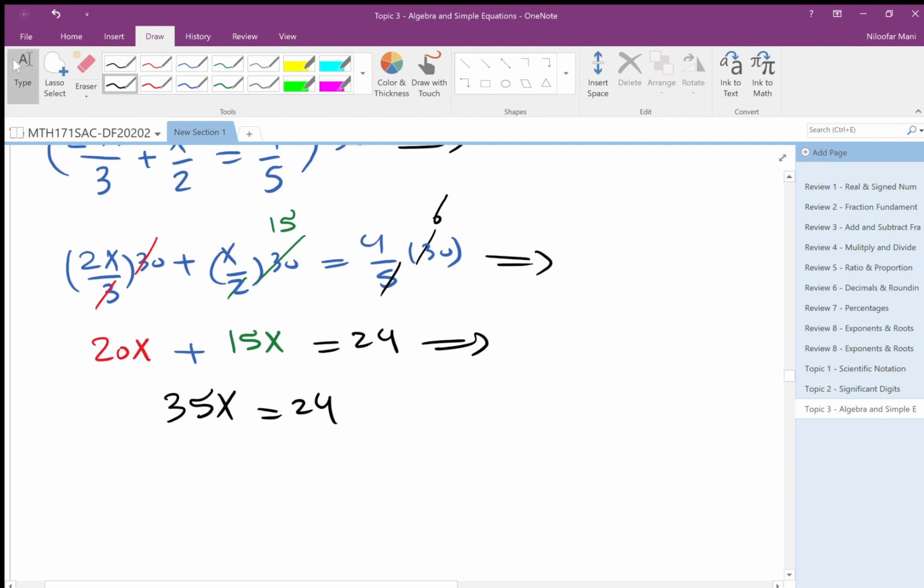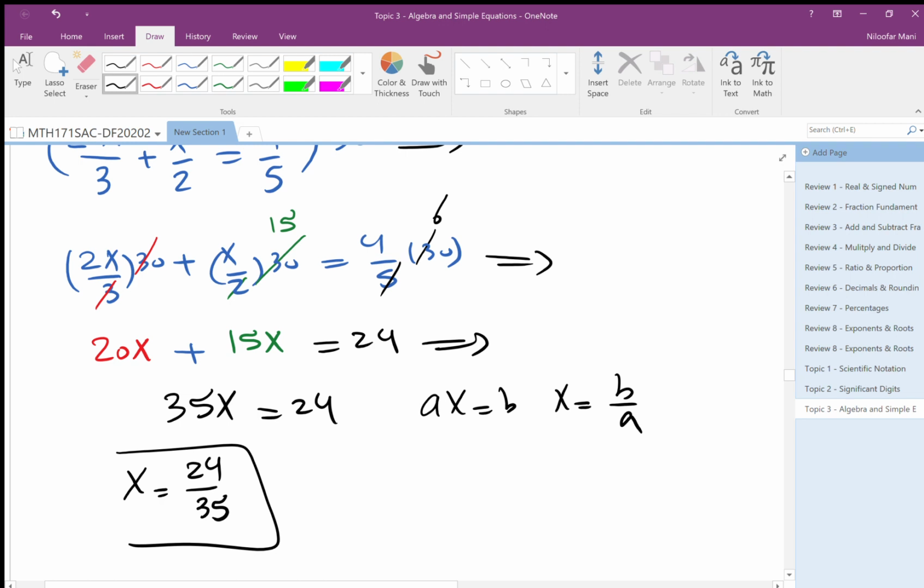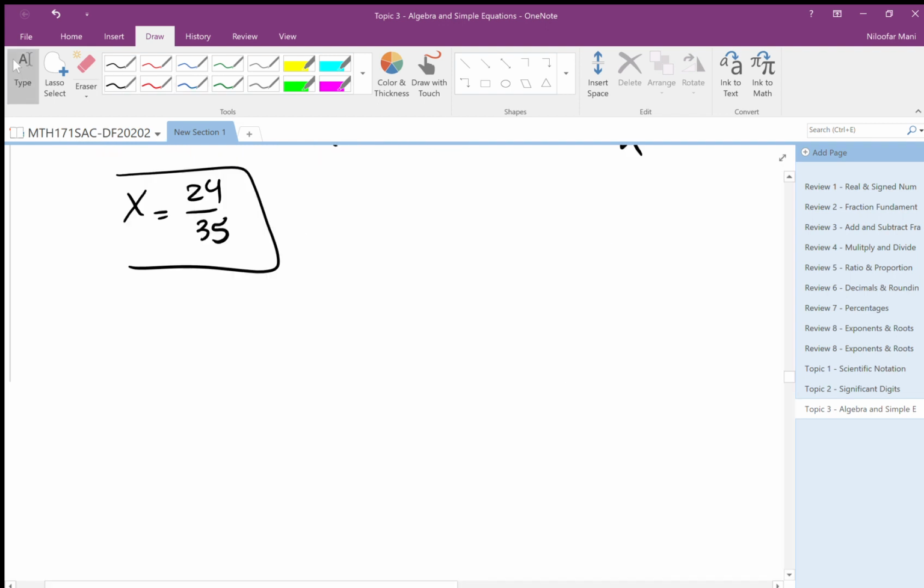Okay, so what is the answer? Remember, ax equal b, x is b over a, right? So x is 24 over 35. Okay, done. How about the next question?